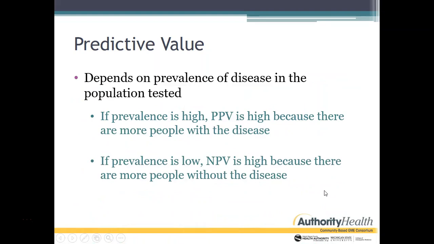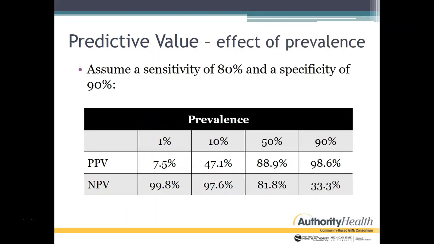Now, predictive value, unlike sensitivity and specificity, depends on the prevalence of the disease in the population tested. So if your prevalence is high, your positive predictive value is high because there are more people with the disease, obviously. If your prevalence is low, your negative predictive value will be high because there are more people without the disease.